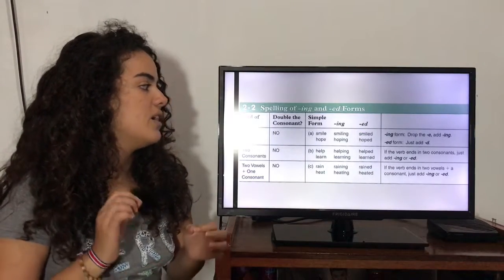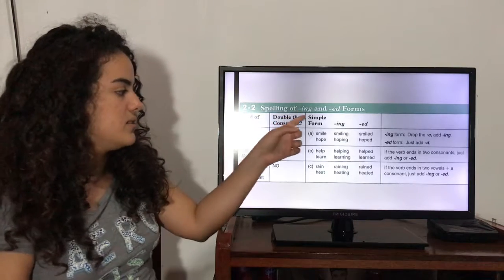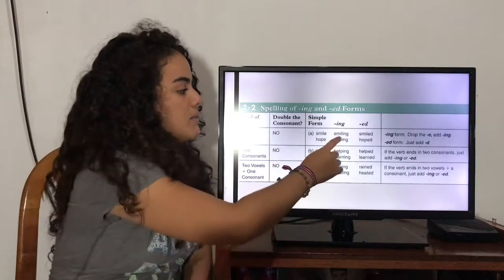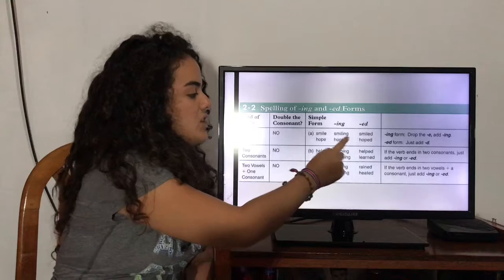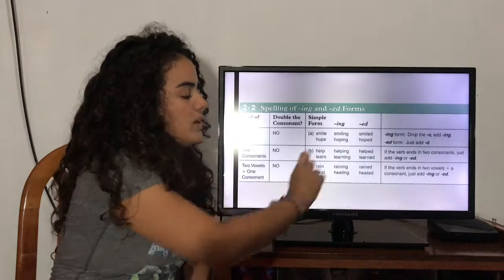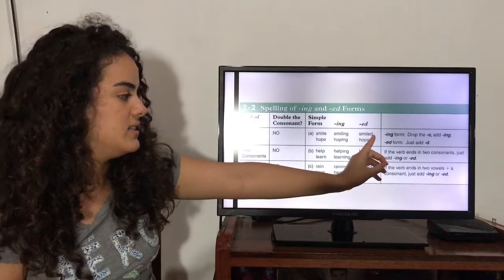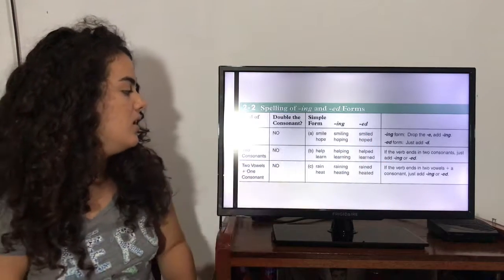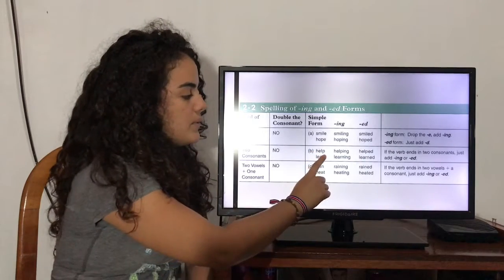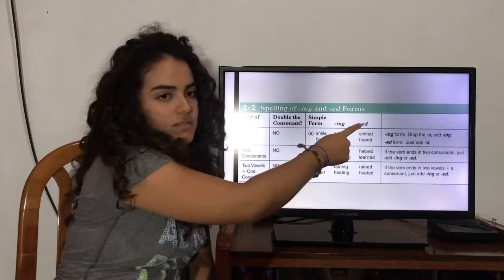Now we have the spelling of the ing and ed forms. So when the verb ends in e, the simple form would be smile, hope. In the ing form, smiling, we remove the e and we put ing. In hope, we remove the e and we put ing, hoping. And the same with smiled. We don't remove the e, we just put d. Hope, hoped. When it has two consonants, not a double consonant, with help, we put ing in the ing form and help ed in the ed form.